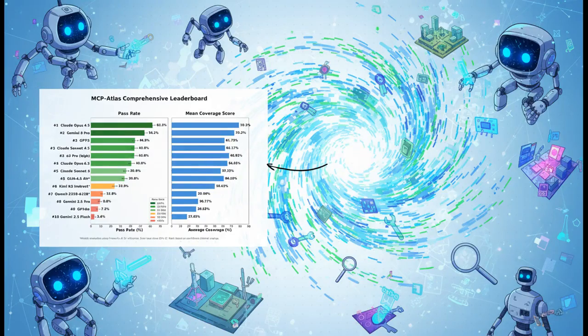And here are the results. This is it, the leaderboard. This shows us the current state of the art, ranking the world's most advanced AI models on how well they navigated those 1,000 complex tasks. This is about as direct a comparison as we can get of their practical, tool-using intelligence.